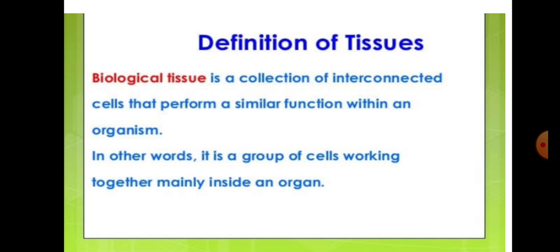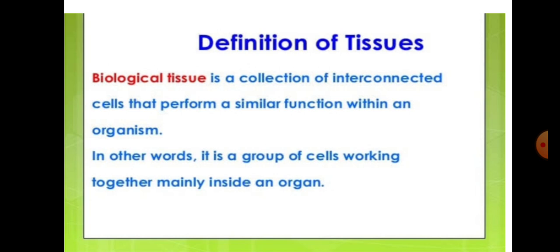So how can we define tissue? You can see here, biological tissue is a collection of interconnected cells that perform a similar function within an organism. In other words, it is a group of cells working together mainly inside an organ. So we can see that specialized tissues together form an organ. A collection of organs forms the organ system. All these organ systems combine to form an organism.